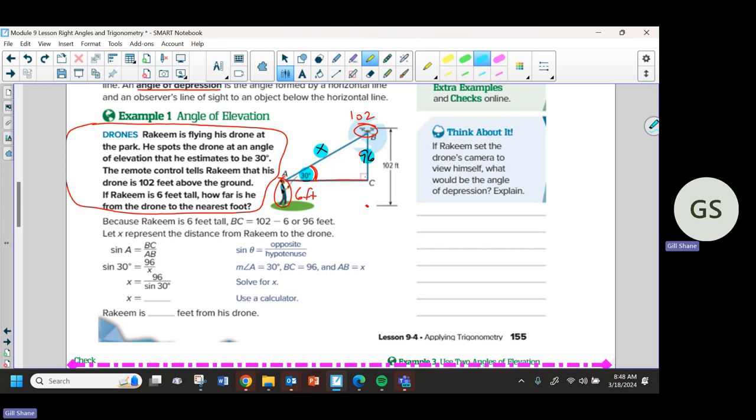Okay, so that's the measure of the angle. So you have to read the description, but what's happening is that 30 degree angle is from a person's eyes. So this 102 that you felt here on the far right, we have to subtract from the height of the person. So it's actually 96 for the triangle. So the far right side of that triangle is actually 96. See if you can find the person's height, but again, to visualize that, I'm not seeing it.